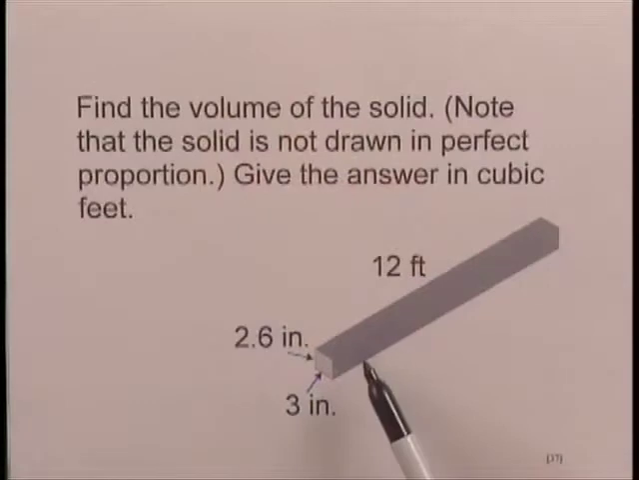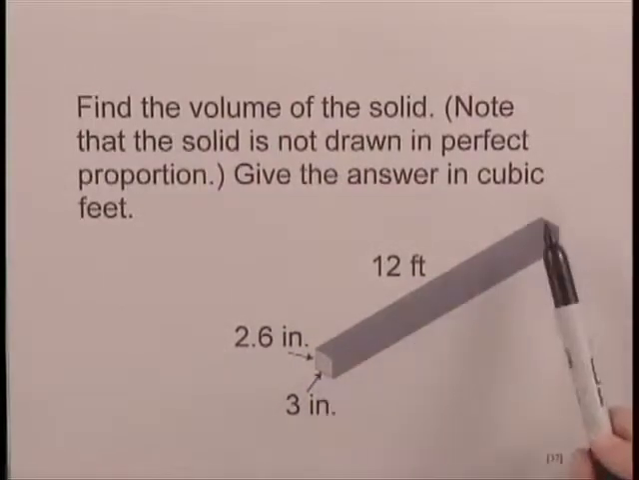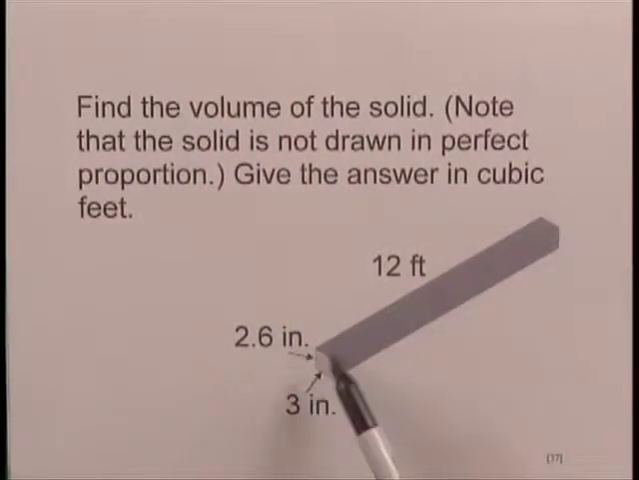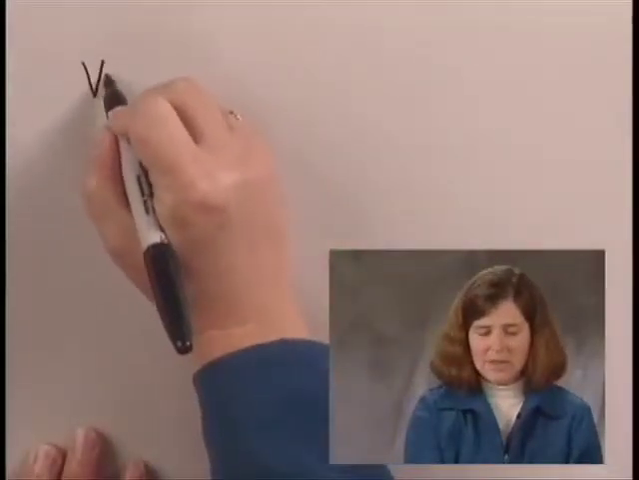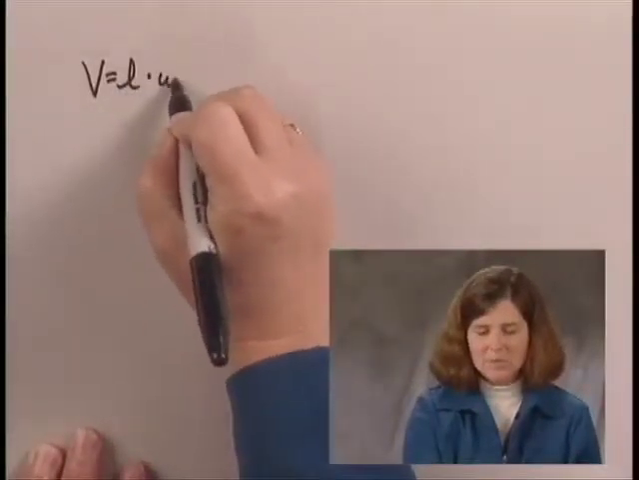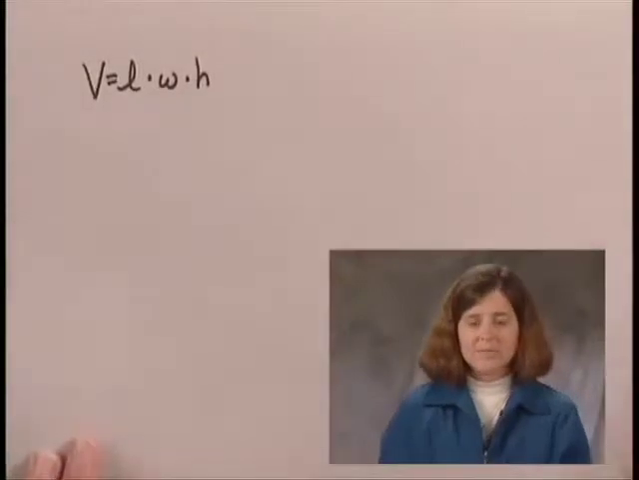We'll find the volume of this solid. This is a rectangular solid with a length of 12 feet, width of 3 inches, height of 2.6 inches. The formula for the volume of a rectangular solid is V equals length times width times height.